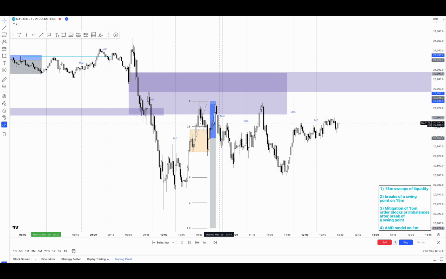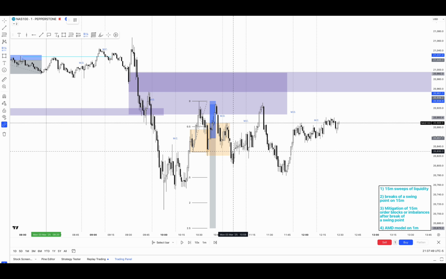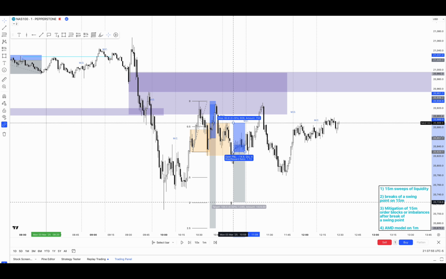I would think about taking an entry based off of this accumulation here, and then seeing this as a sweep, and then this as the entry, and setting that as my range. But I know this was going to be a loss.